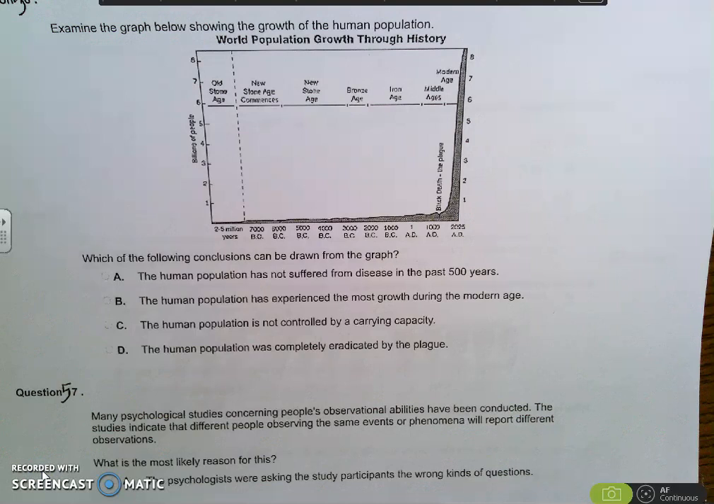Question 56. B. The human population experienced a steady increase throughout the Stone Age, the Bronze Age, the Iron Age, and the Middle Ages. It experienced the most growth, however, during the Modern Age. This may be due to improvements in medicine, preventative health care, nutrition, and sanitation.